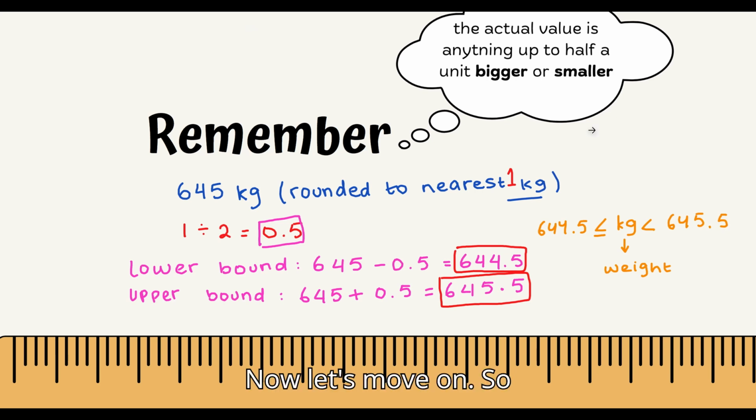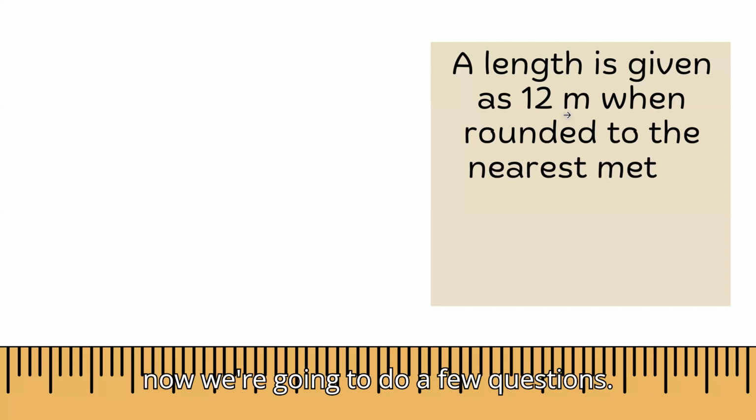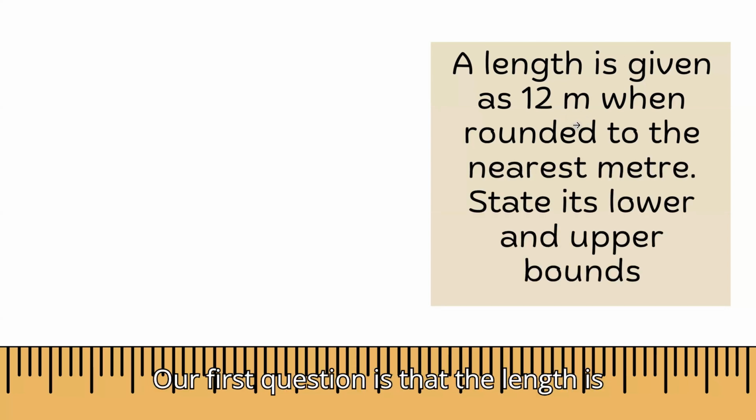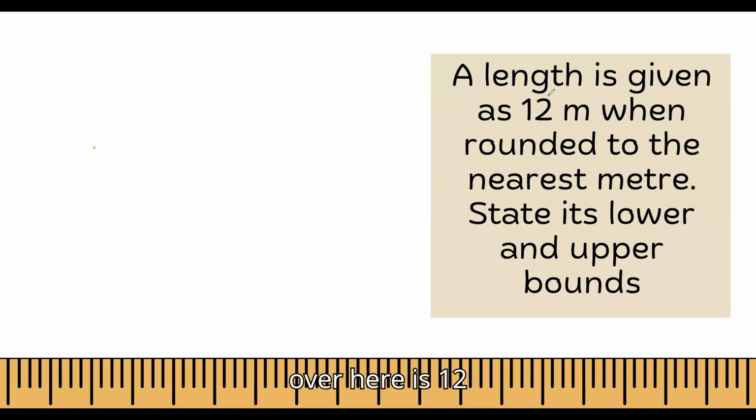Now let's move on. So now we're going to do a few questions. The first question is that a length is given as 12 meters when rounded to the nearest meter. State its lower and upper bounds. So we know that our length over here is 12 meters. And then it's rounded to the nearest meter.